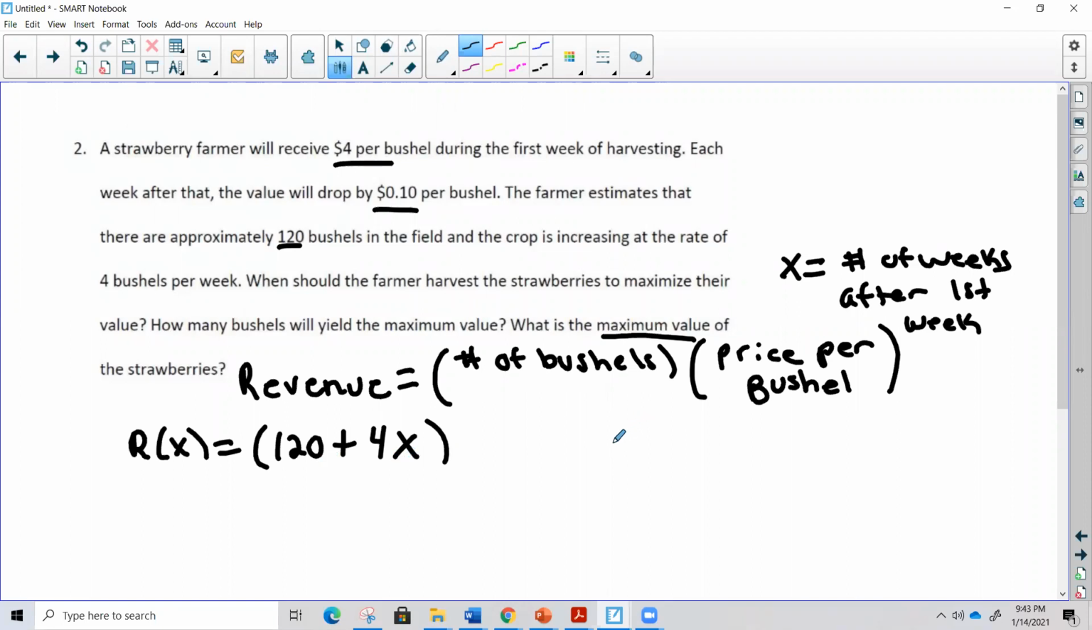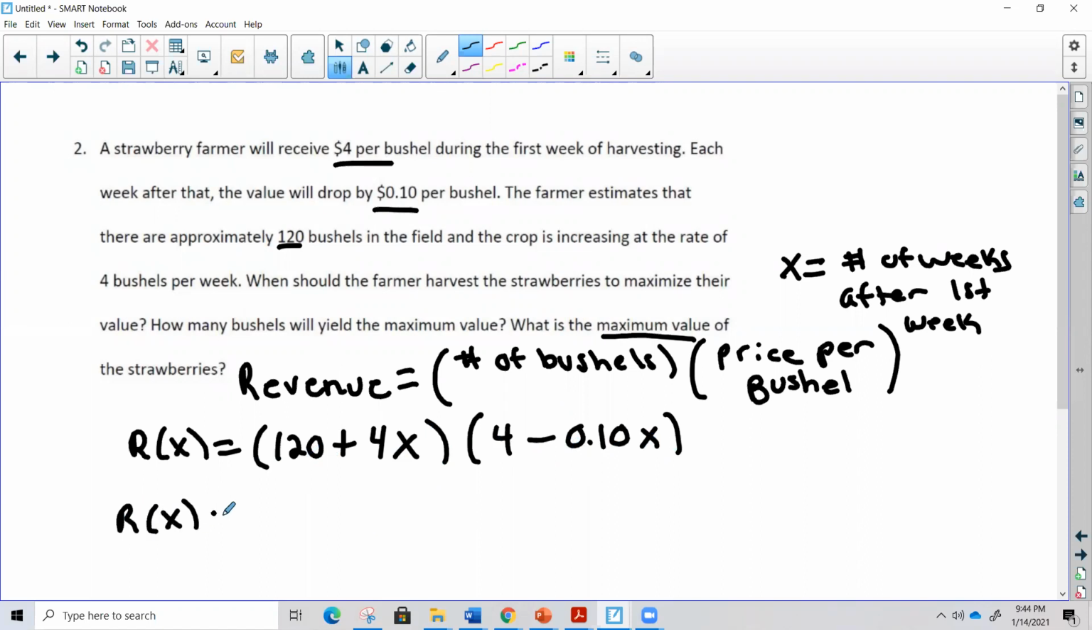For the price per bushel, we know that the price starts at $4 a bushel. And each week after that, the value is going to drop by 10%. So we'd have to subtract 10% times the number of weeks, because it's 10% per week. So it'd be 0.10 times X, the number of weeks. And that would be decreasing my bushel price by 10% each week. So this gives me the price per bushel. This gives me the number of bushels. These two multiplied together gives me R of X.